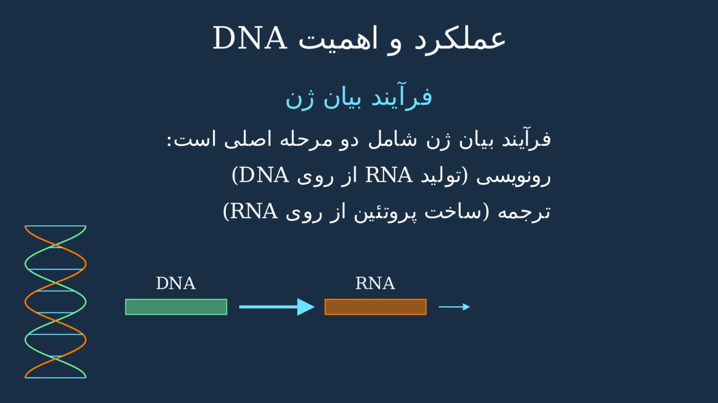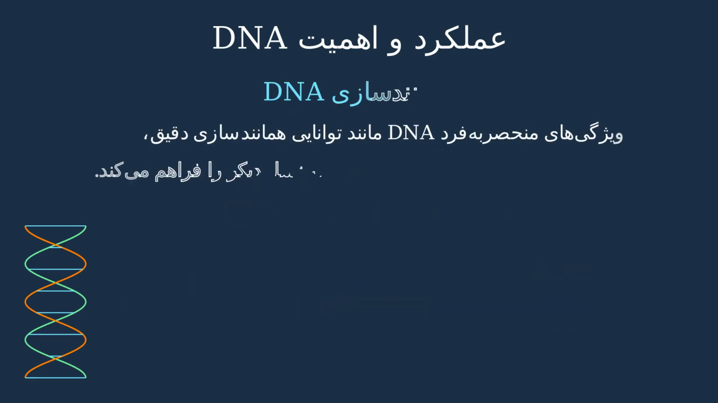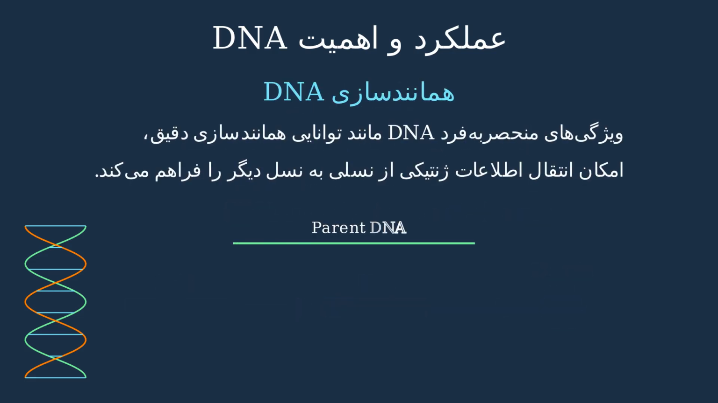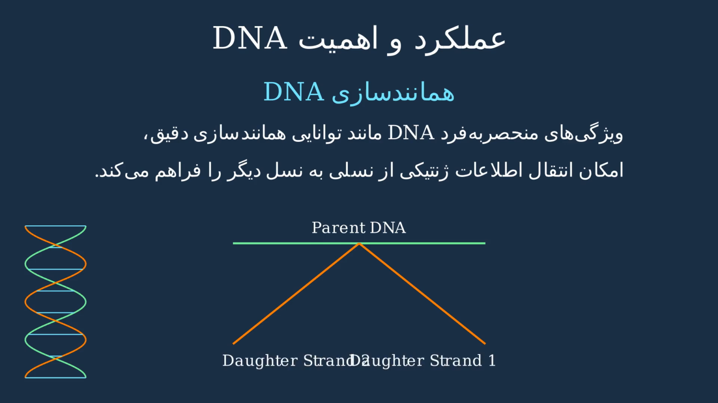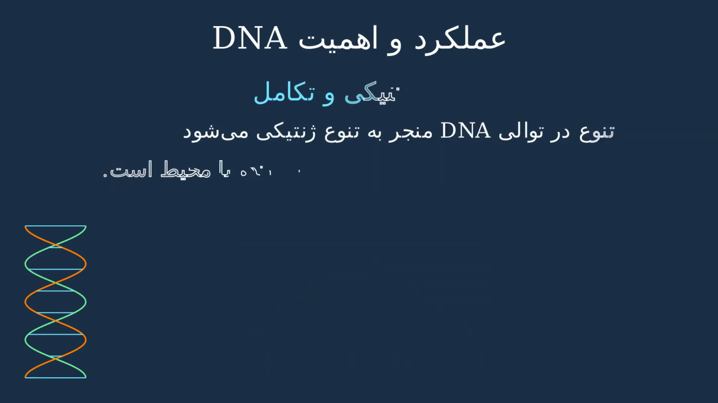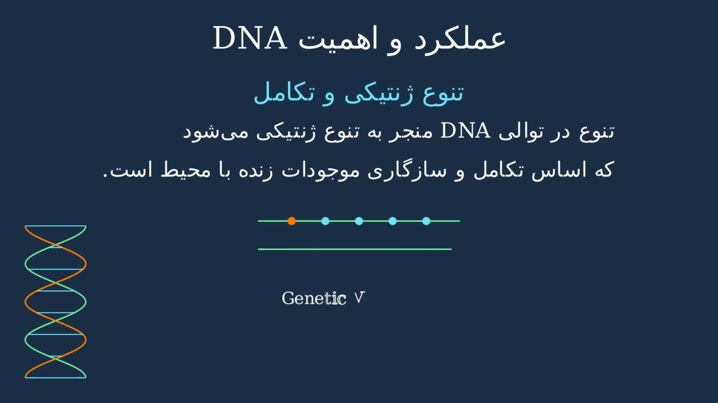It consists of two main stages: transcription, where RNA is produced from DNA, and translation, where proteins are synthesized from RNA. DNA's unique characteristics, such as its ability to replicate precisely, enable the transfer of genetic information from one generation to the next. Variations in DNA sequences lead to genetic diversity, which is the foundation of evolution and adaptation of organisms to their environments.